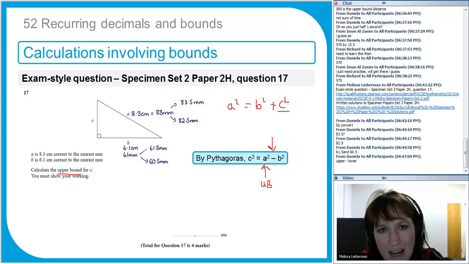And the number we're subtracting to make C as big as possible has to be as small as possible. Yes, so upper bound subtract lower bound.